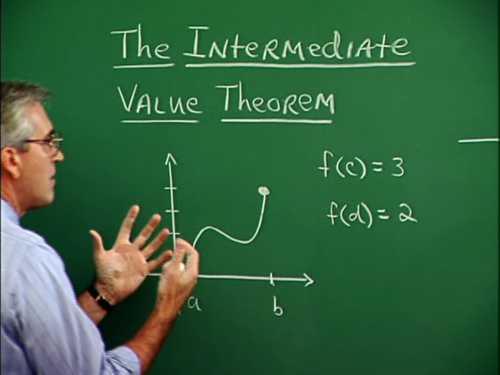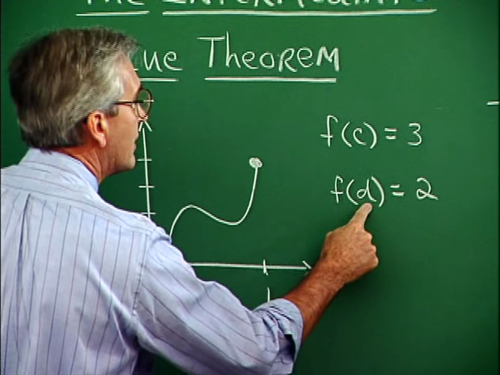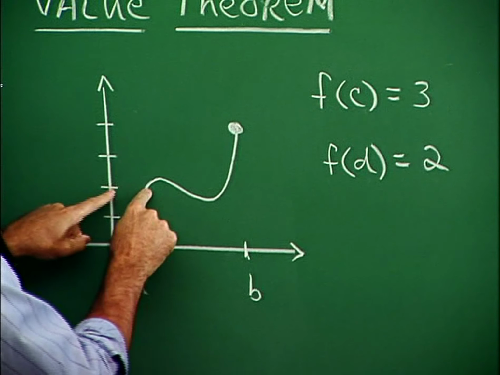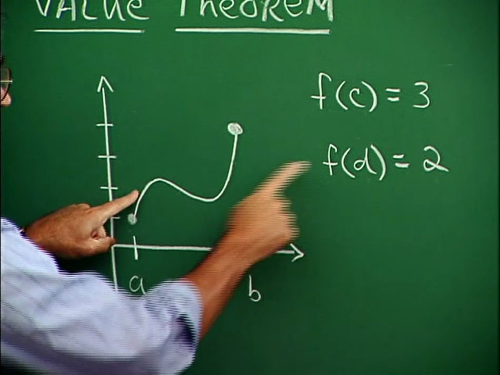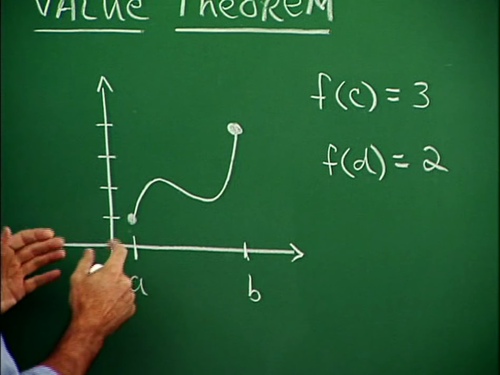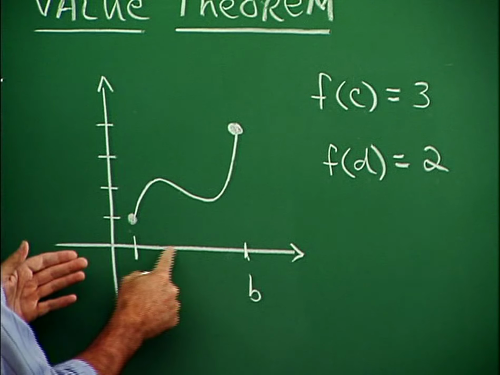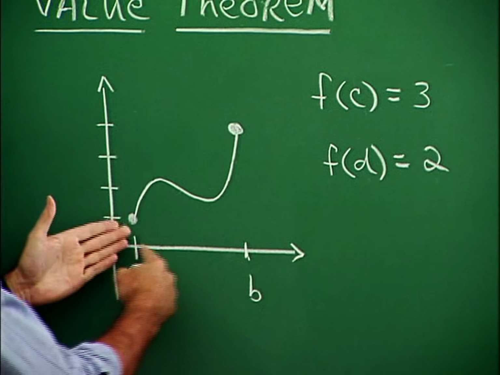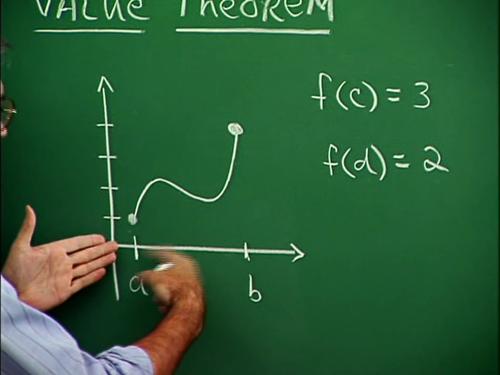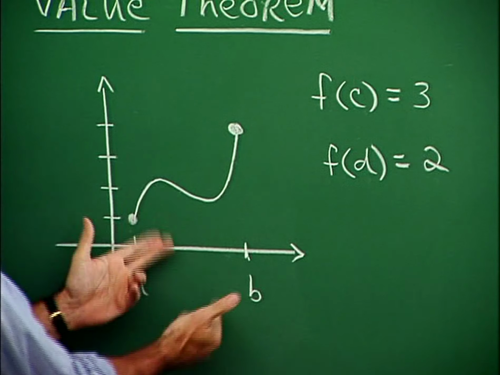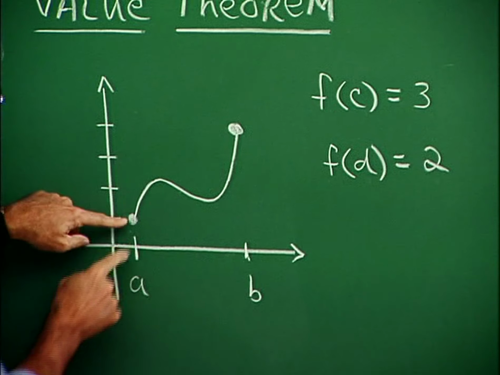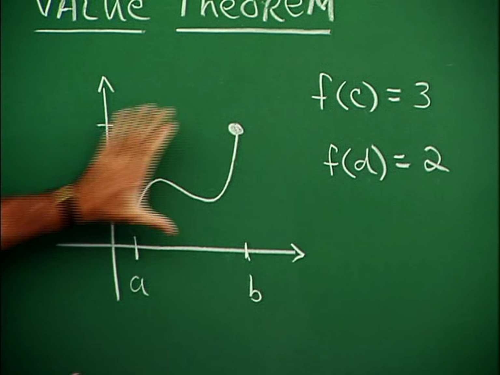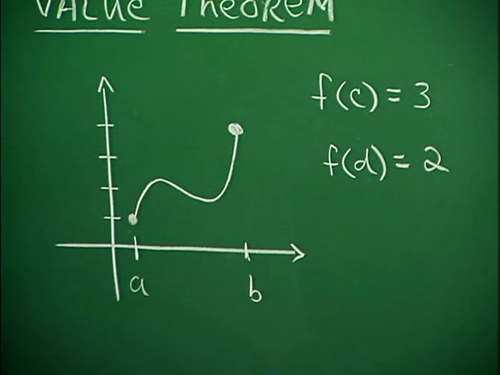And there is some d such that f of d is 2. F of d, let's see, 2 occurs several times. There may be several values of d, you see, the d may appear here, may appear here, may appear here. But there is a number that we can find in here such that f of that number gives any vertical distance that is between the two vertical distances for f of a and f of b.